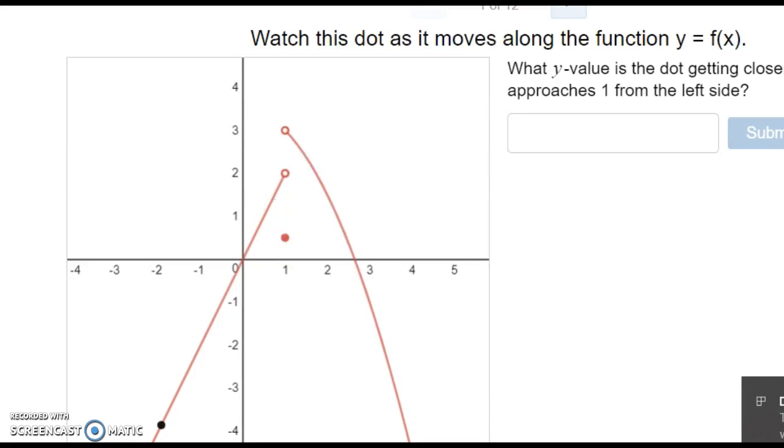In this video, we're going to start looking at limits. What are limits and how do we use them? How do we apply them for our purposes?